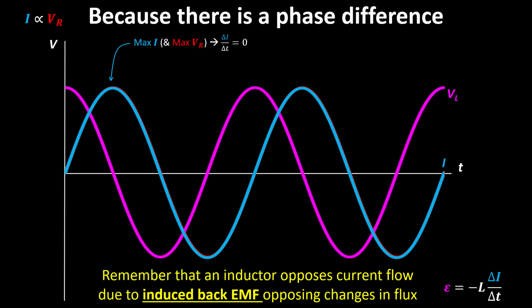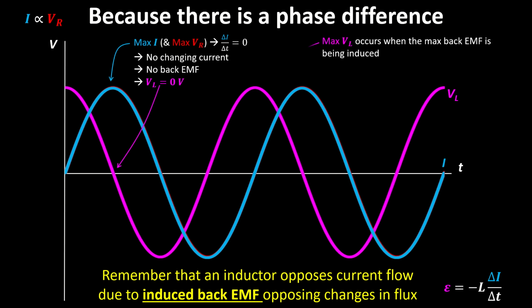Okay. Now, if delta I over delta T is zero, that means technically at that point, the current is not changing. So at the peak and at the negative peak, the top and the bottom of the current, the current is actually instantaneously not changing. That means there's no back EMF, which means at that point, the inductor voltage is 0. So when you have a peak of current, the inductor voltage is 0 because the current is not changing at that instant.